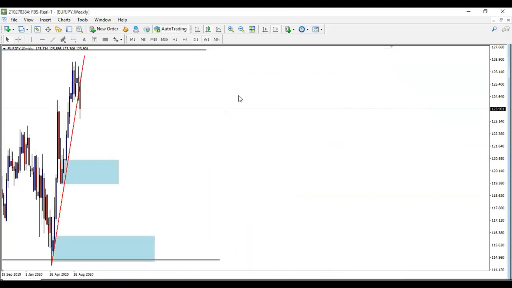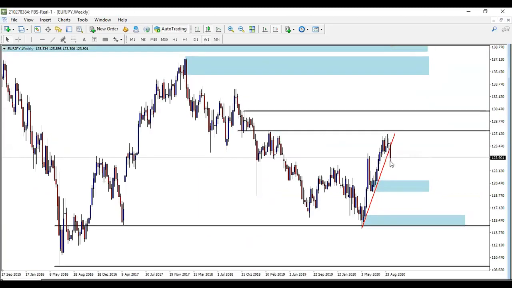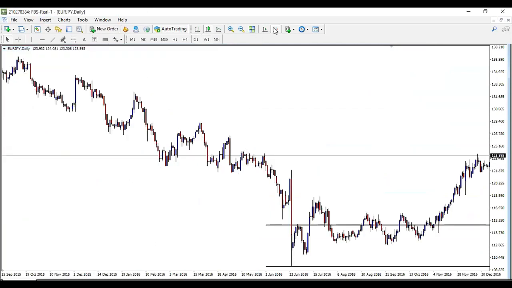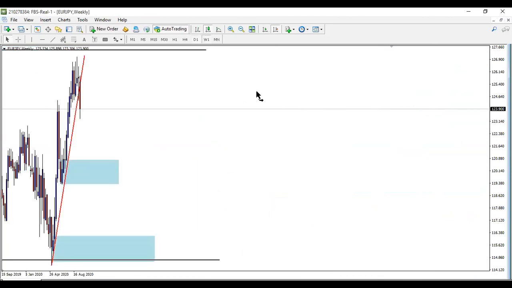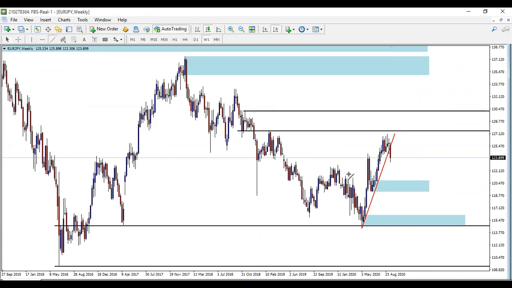We cannot currently, if it closes like this, then there is no way for us to buy on this daily CP. We have to wait for price to retrace all the way back to this weekly demand zone. We have to wait for price to reach this demand zone first before we buy.